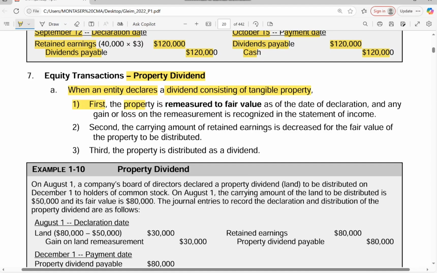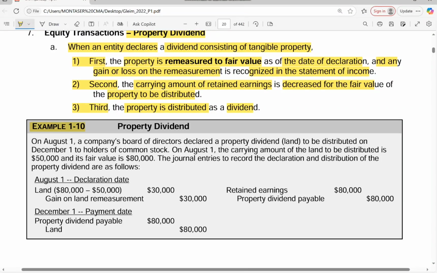The first step, the property on the date of declaration should be remeasured to fair value. In other words, the entity should compare the property's carrying amount and its fair value, and any gain or loss on the remeasurement is recognized in the statement of income. The second step, the carrying amount of the retained earnings account is decreased by the fair value of the property to be distributed. And the third step, the property is distributed formally as a dividend. So these are the three steps in the property dividend.